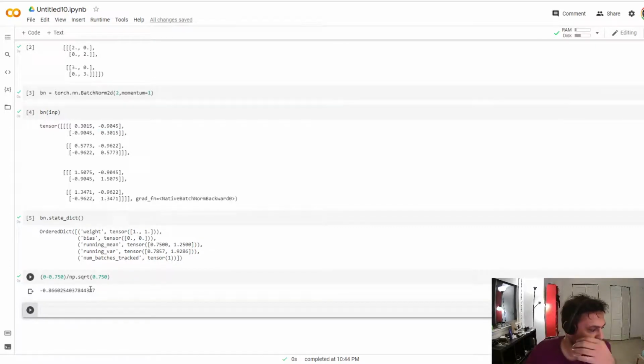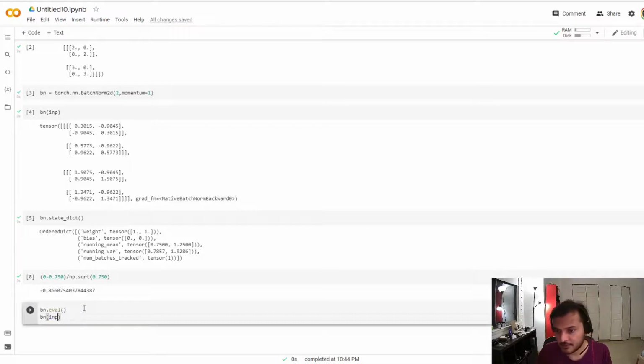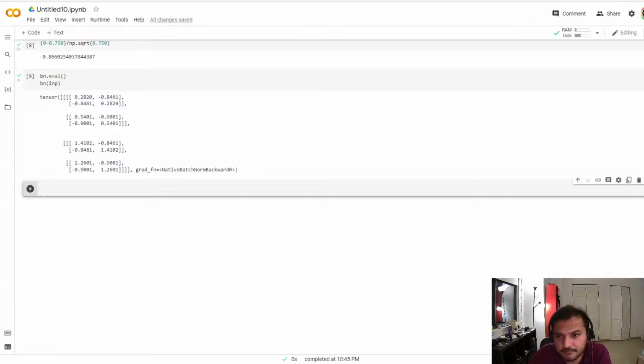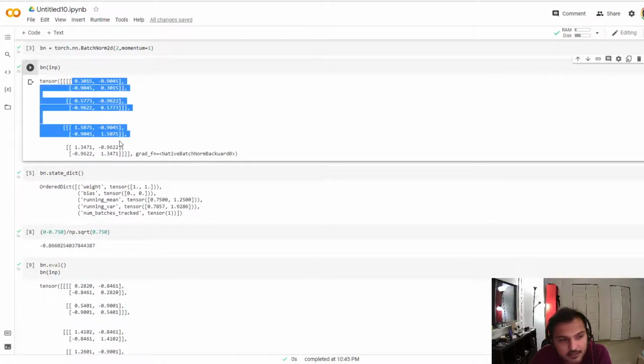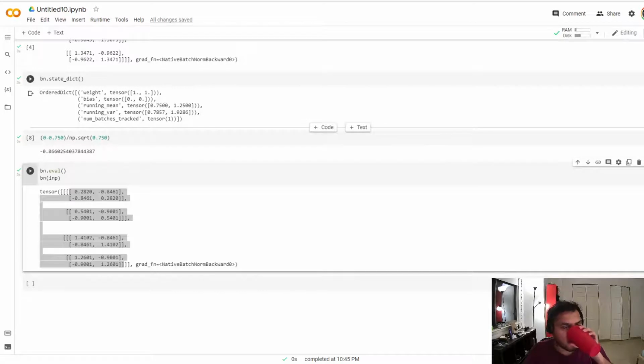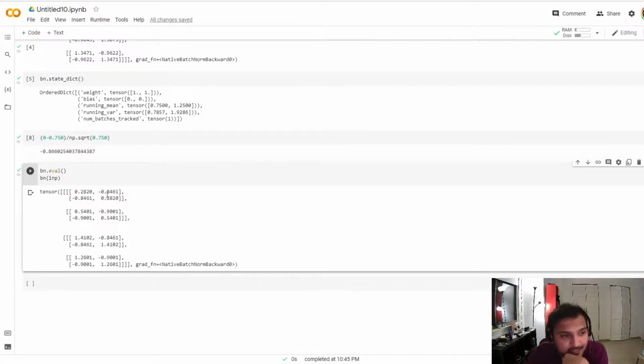Before I tell you that, let's look at a different mode of batch normalization. This is the training mode. Now we will look at the evaluation mode. I will set bn.eval, and once I have that, I will pass in the input again. Let's run that and look what we have here. First of all, the numbers are completely different. If I go up here, it was some values, but now it's something completely different. So what's going on? And now you see it's negative 8461, which is closer to what we had.